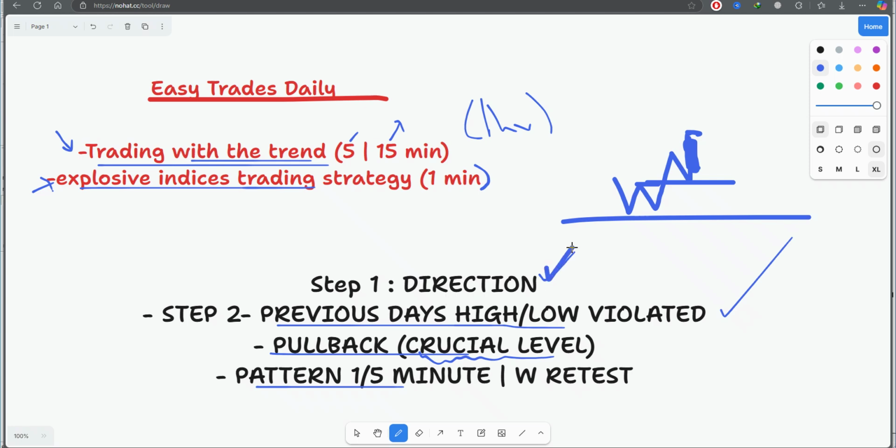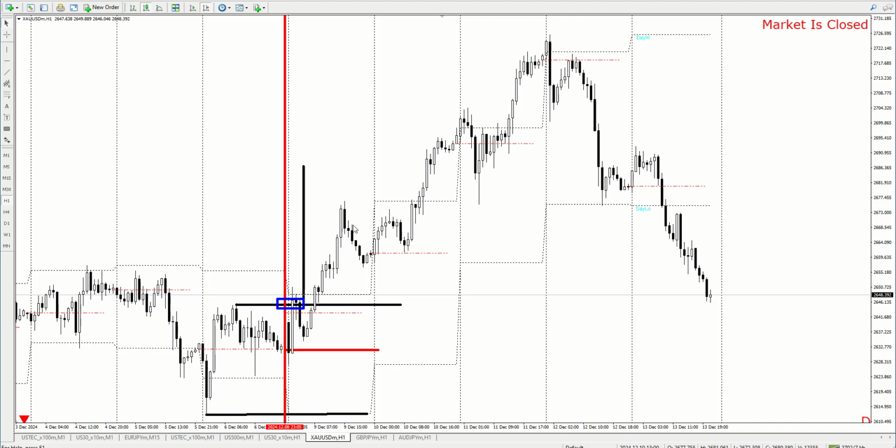Okay, we have a directional bias. You saw it went up, and it didn't just go up, it went up roughly 400 and something pips. And then the previous day's high has been violated. Now we need step 3, which is very important. We need a pullback to a crucial level. The pullback can be on the day itself, or it can be the following day. It doesn't matter. Some days it's going to be the following day, some days it's on the same day. It doesn't really matter.